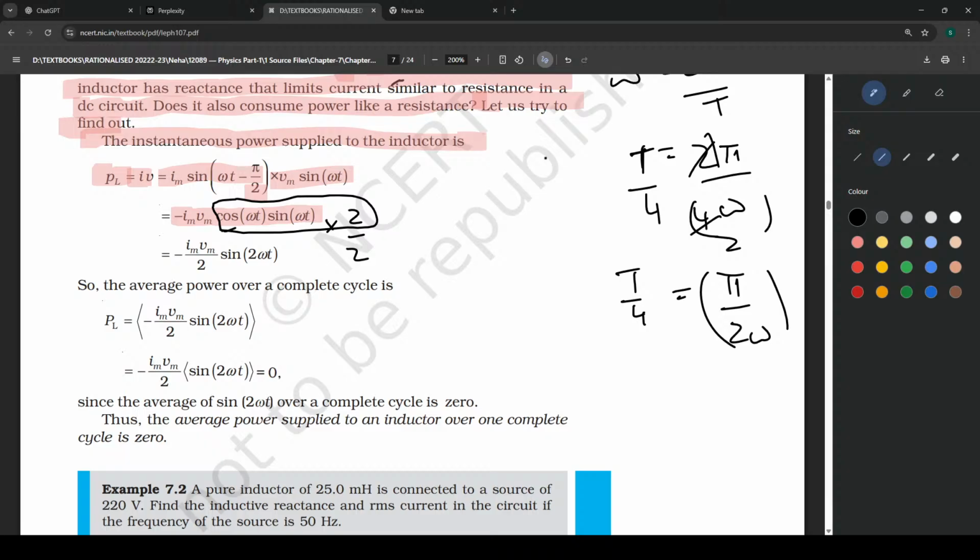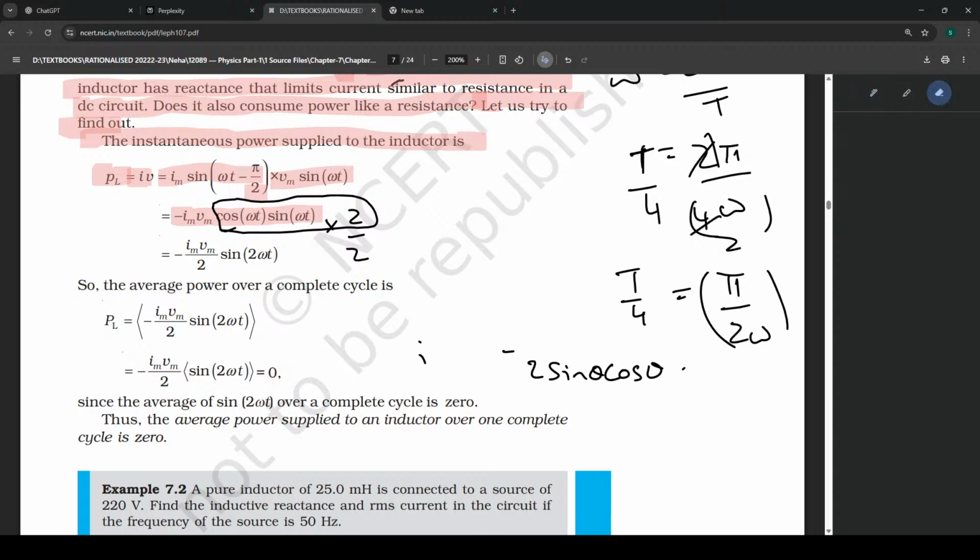Now if we consider this, 2 times cos omega t sin omega t, 2 cos theta times sin theta, this is a trigonometric identity where sine 2 theta equals 2 sine theta cos theta. Using this formula, the same derivation, this 2 will come here. We write minus Im Vm by 2 sine 2 omega t. Using this relation, we got that answer here.